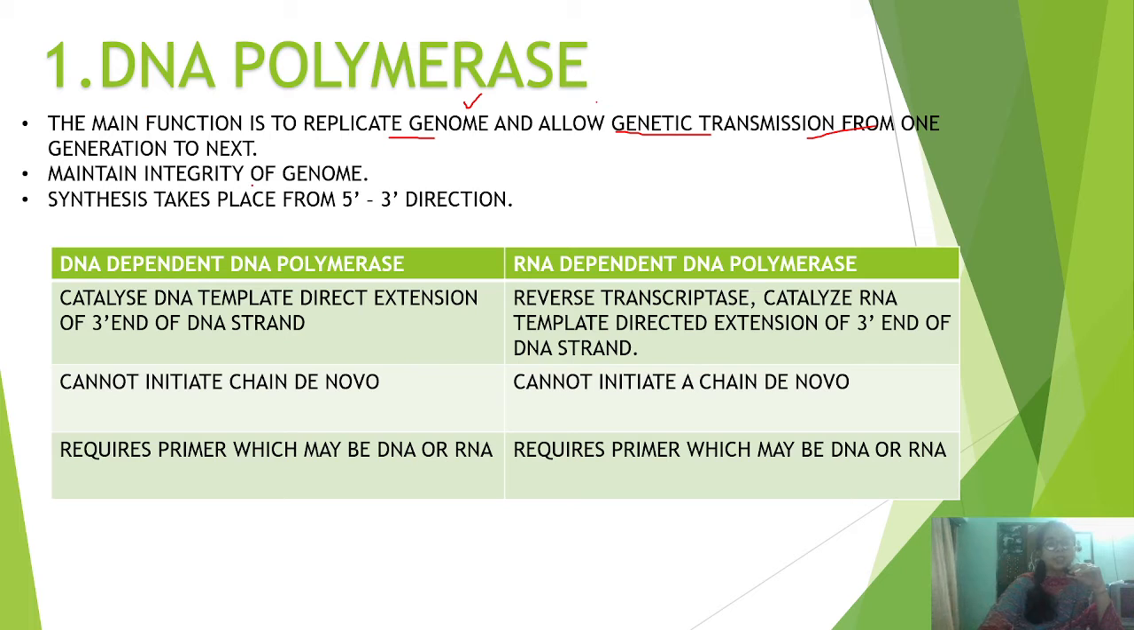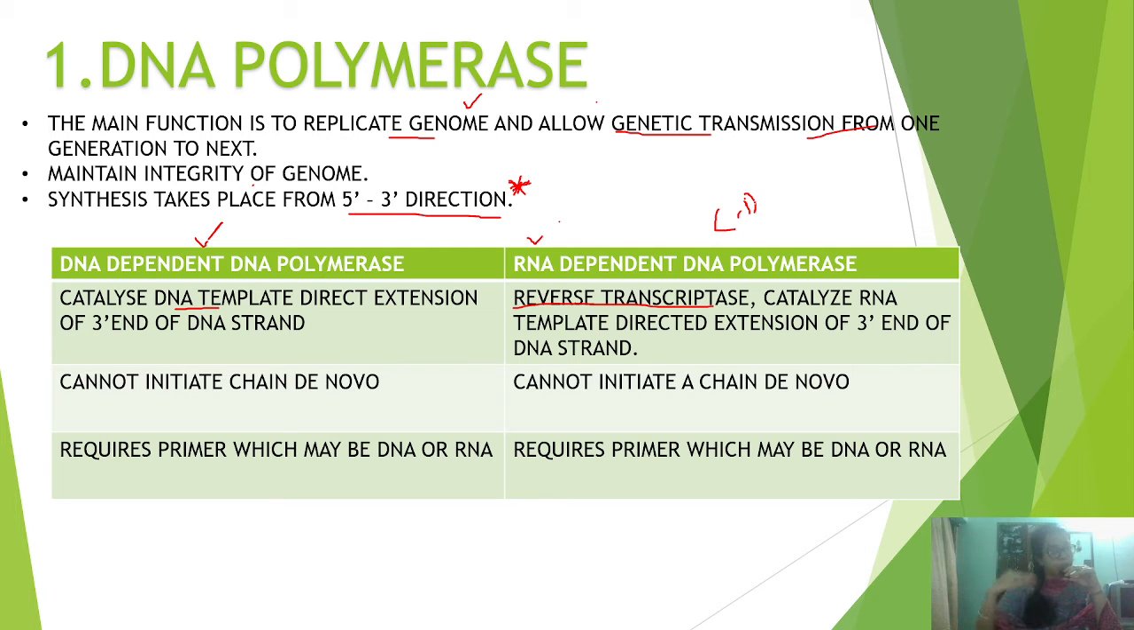Okay, and the synthesis always takes place in the 5' to 3' direction. This is a very, very important point to be noted down. The DNA polymerase synthesis takes place from 5' to 3'. Then DNA polymerase is of two types: DNA dependent and RNA dependent. DNA dependent depends upon the DNA template, and RNA dependent is known as reverse transcriptase, which is responsible for formation of cDNA and repair process.